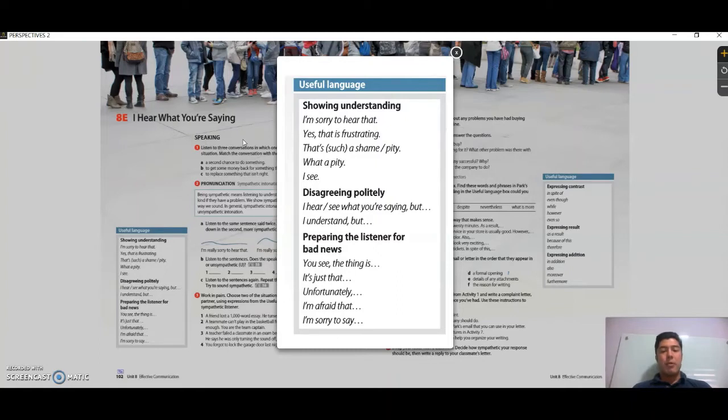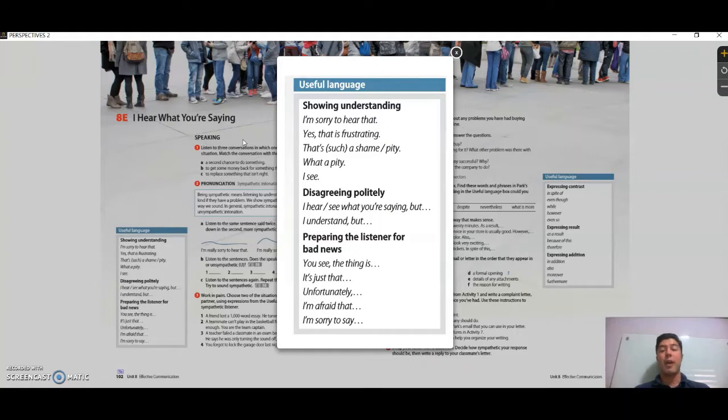The first example is, I'm sorry to hear that. Yes, that is frustrating. That's such a shame. Pity. What a pity. So, I'm sorry to hear that, it's something that we often say to understand or to be kind to the other person that is sharing with us something, and sometimes that person can be sad and they're sharing a sad story. So we can show understanding by giving this answer.